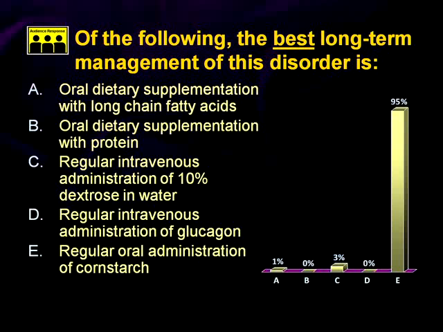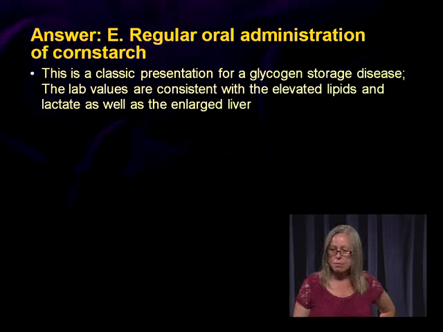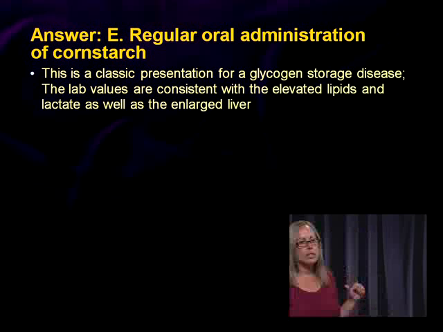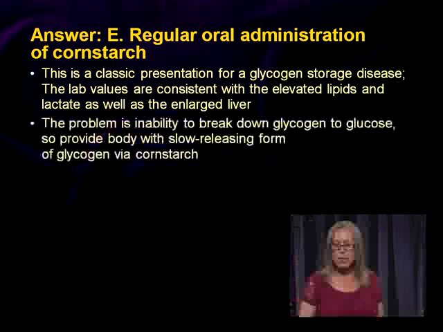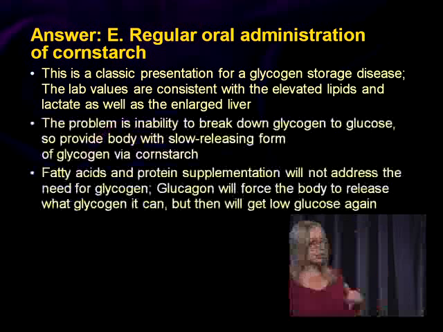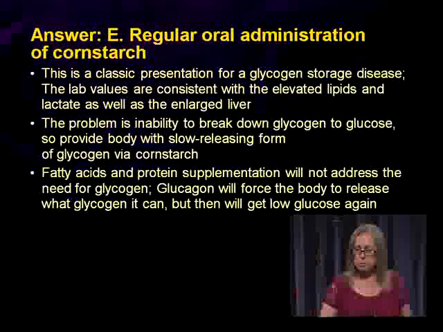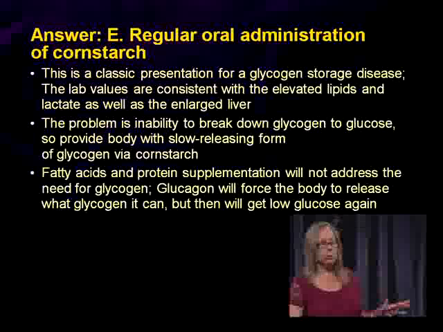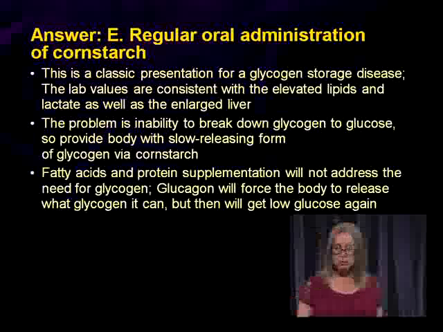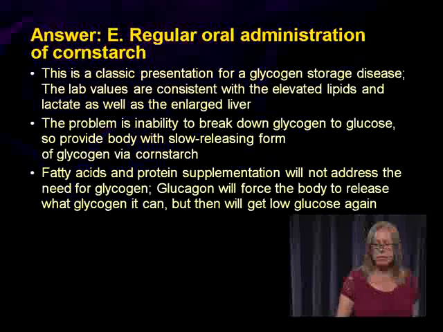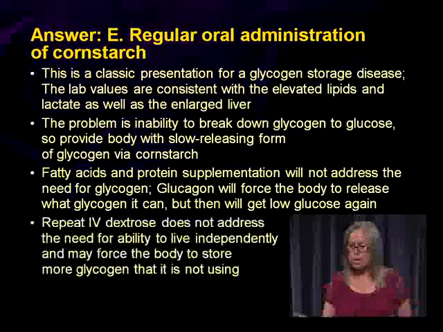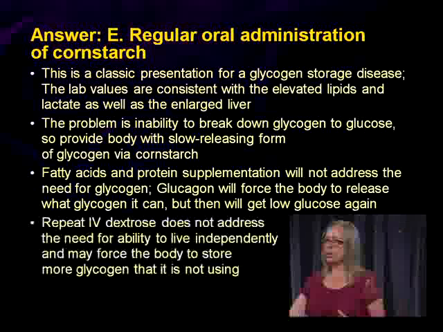But over the long term, you're not going to keep an IV in. And this is a classic presentation for a GSD, especially with the elevated lipids and the elevated uric acid. And so again, you use the cornstarch to give you a slow release of glycogen. Fatty acid and protein supplementation won't address the original problem. Glucagon will force the body to release whatever glycogen it can, but if you're having a problem getting it out, glucagon really isn't going to be of any help. And again, the IV dextrose, you can't keep going with that, and it doesn't address your long-term problems.